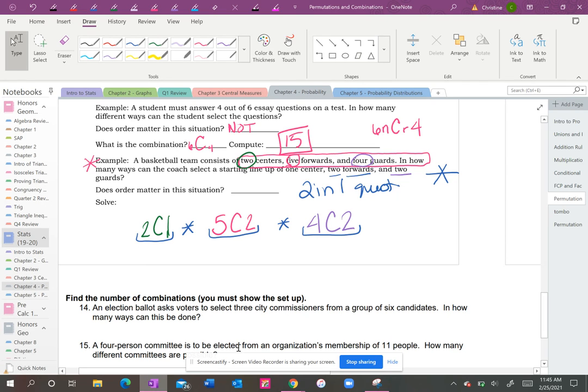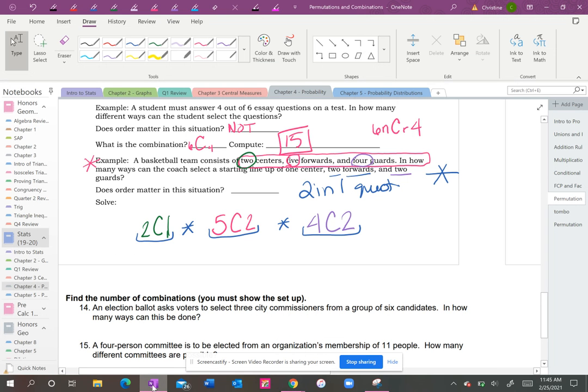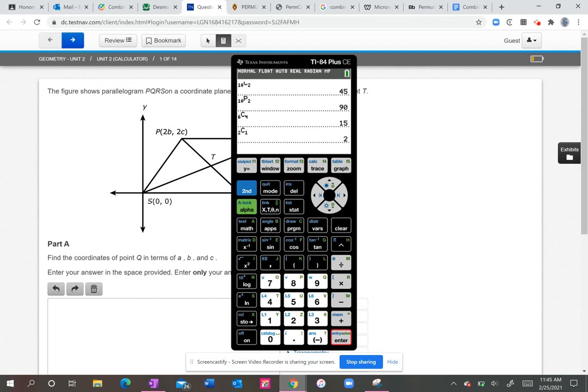So I'm going to do 2, choose 1. That's 2. 5, choose 2. 4, choose 2. So you're going to have 2, 10, and 6.